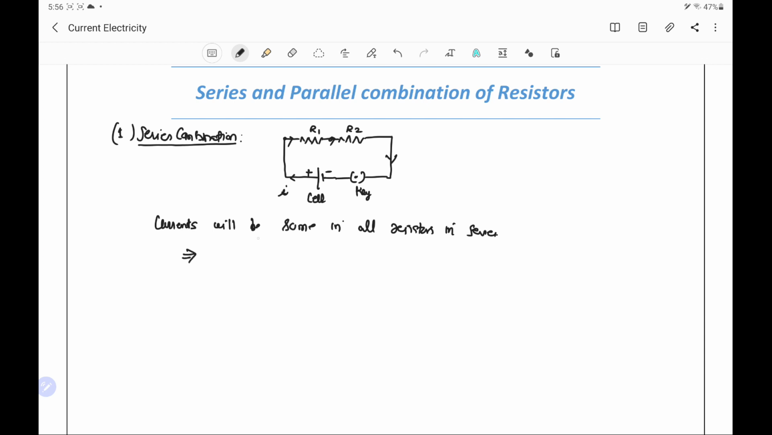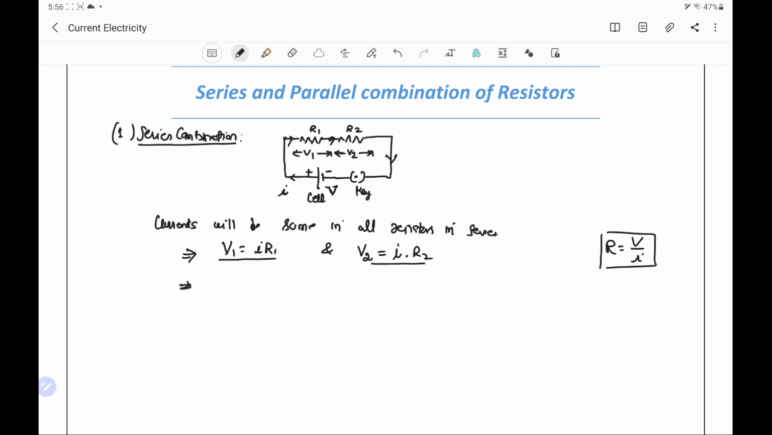This implies that if the EMF of the cell is V, then one potential drop will be across the resistance R1 and another potential drop across the resistor R2, depending on the values of resistance. Therefore, we can write V1 equal to I into R1. This is as per the formula of resistance, V by I, from Ohm's law. And V2, the voltage across the second resistor, is the product of current and resistance. Current in R2 is I and resistor is R2.